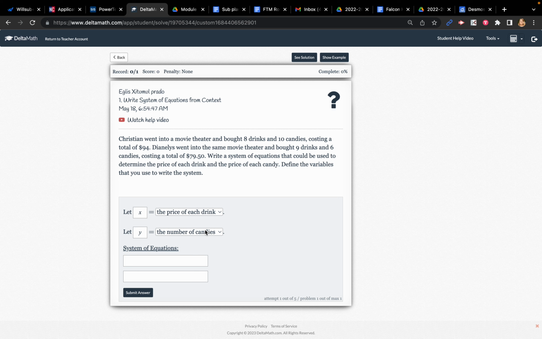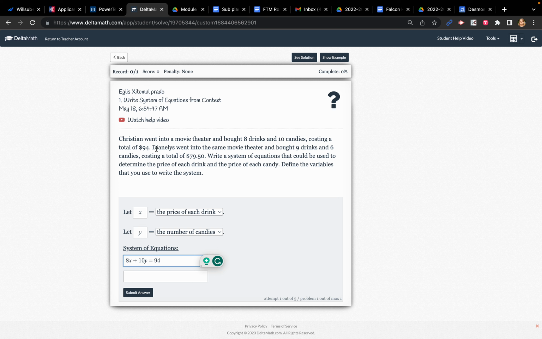So what do we not know? We don't know the prices, but we know that they give us information about Christian and then information about Diana Lease. So we are going to use the first statement to write the first equation and the second statement to write the second equation. If I highlight this here, Christian went to a movie theater and bought 8 drinks. Remember, we want to know the price of each drink, so in order to find the total price, we multiply 8 drinks times however much a drink costs. So that would be 8x plus, and then she bought 10 candies, so 10y. And her total came out to be $94.